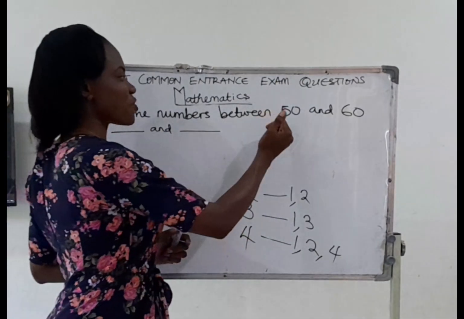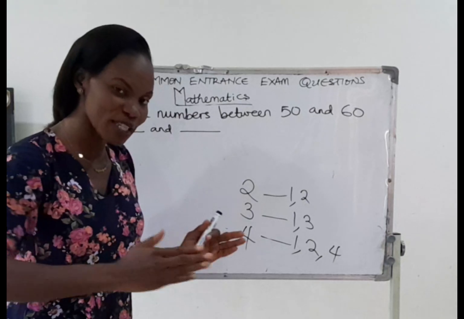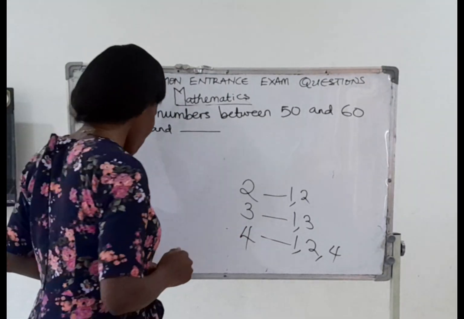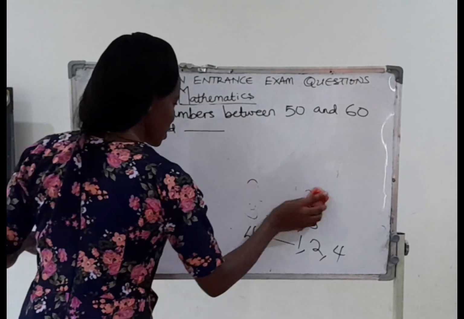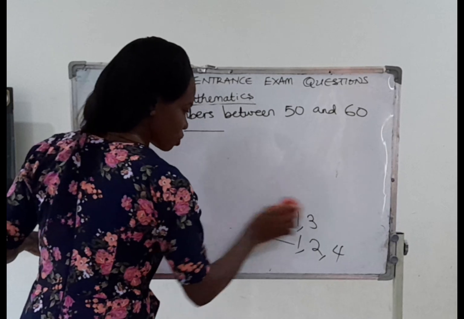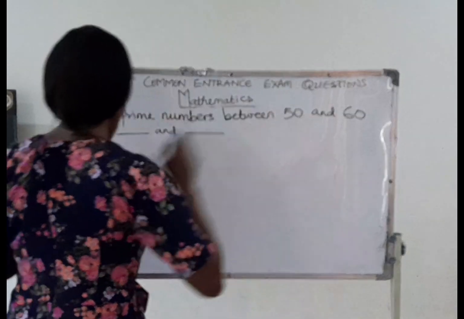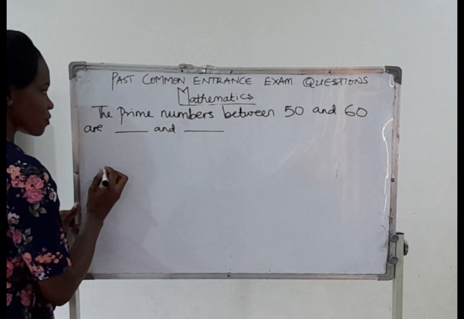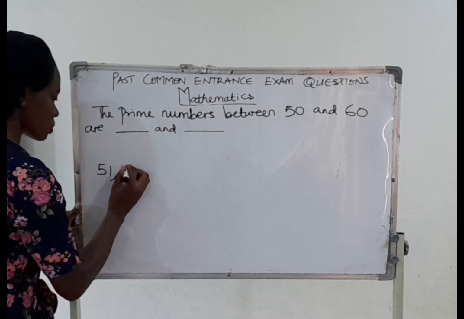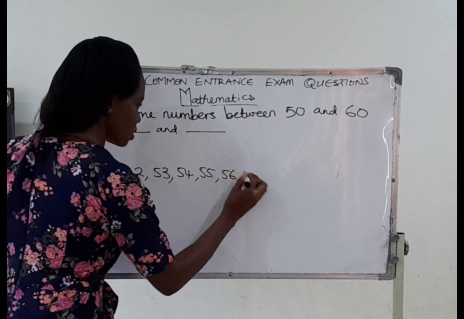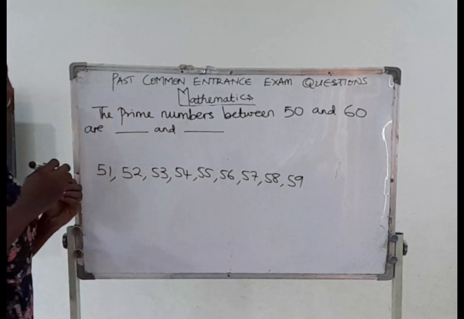Alright. So we have 50 and 60. That is all the numbers between 50 and 60. So let's write the numbers between 50 and 60 and start subjecting them to this law or this condition that it must have only 2 factors. The numbers between 50 and 60 are 51, 52, 53, 54, 55, 56, 57, 58, and 59.